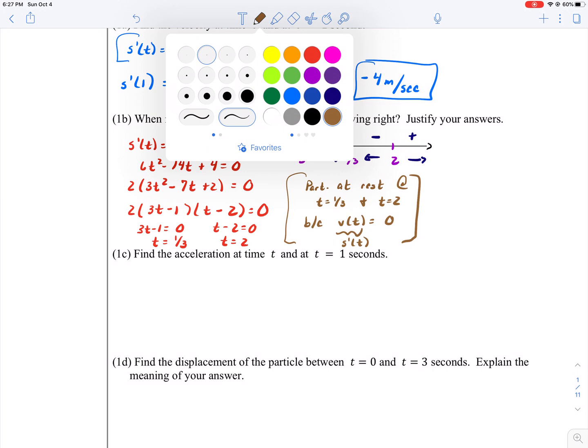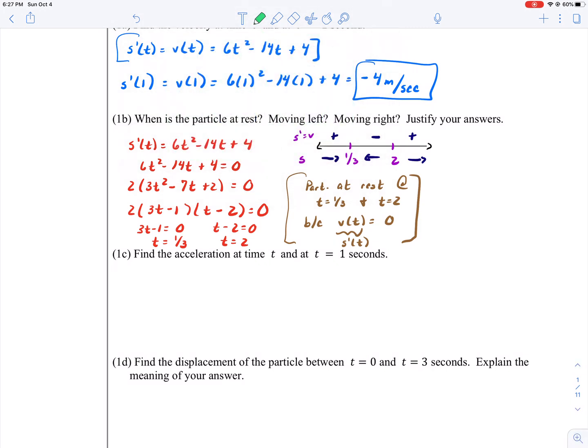Now let's talk about where I am moving right and where I am moving left. The particle moves right, and then I need my intervals. I am going to go from 0 to 1/3. I'm not going to go from negative infinity to 1/3. And then from 2 to infinity. Your justification is because your velocity is positive. That's what your calculus analysis allowed you to determine.